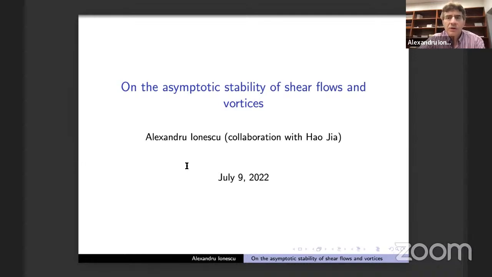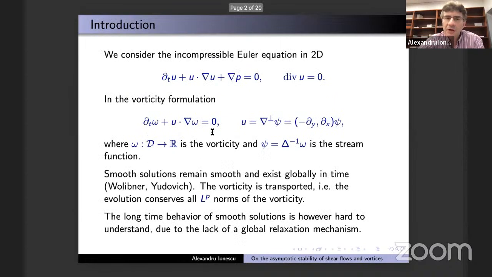I'm going to talk about work that I've done with my collaborator, Hao Jia. He's a professor at University of Minnesota. And our work is about the incompressible Euler equation in the simplest case, in two dimensions, which reads, it's a very standard equation, of course, dtu plus u grad u plus gradient of the pressure is equal to zero, and the divergence of u is equal to zero.